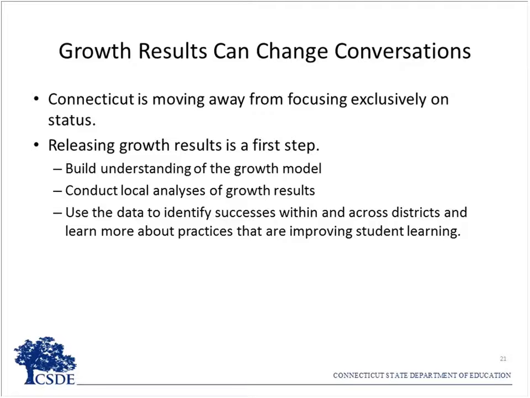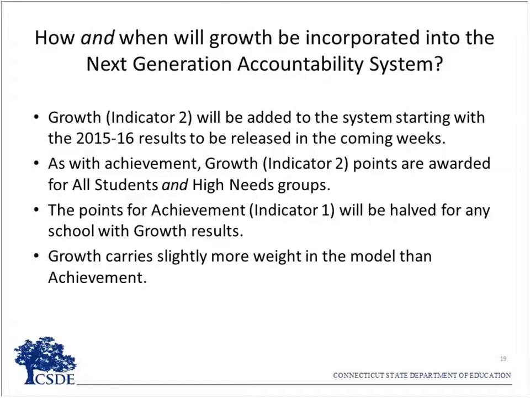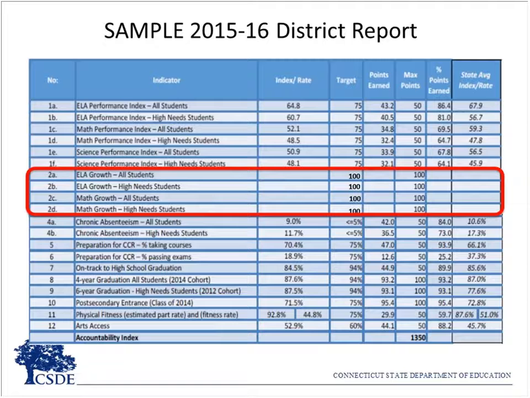And one other question we had is, what is the ultimate target in accountability for growth? In the Excel, in this sample district report for 15-16, you will notice that the ultimate target is 100. The points are 100 and the target is 100. What that means is that we expect the average percentage of target achieved for all students or the high need students for ELA and math, on average, to be 100.